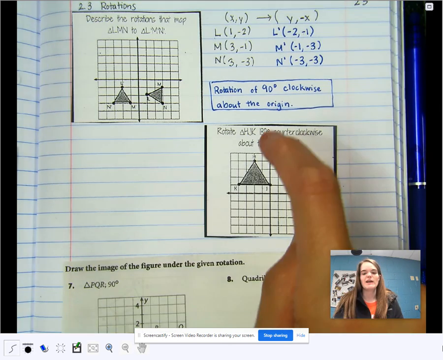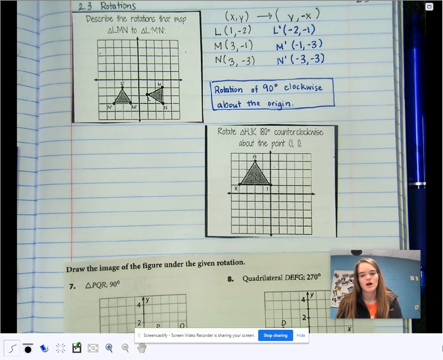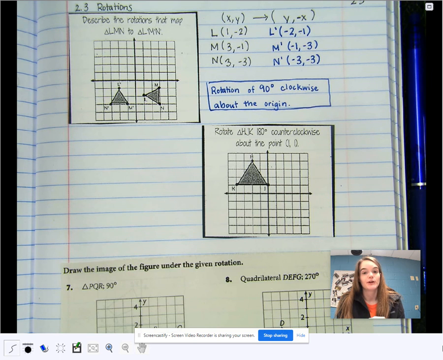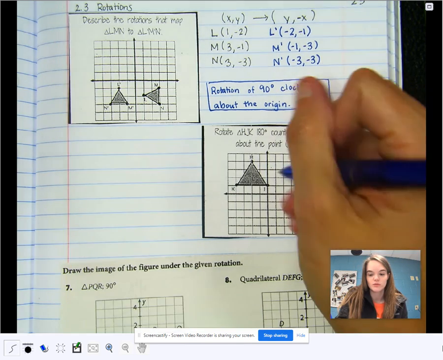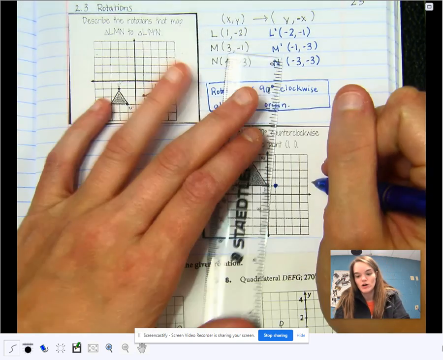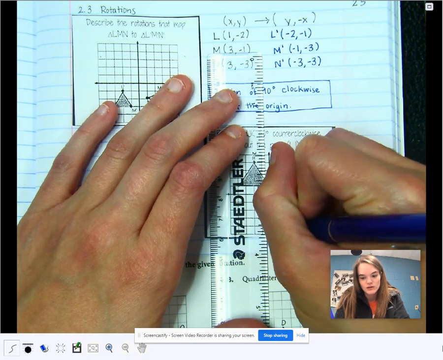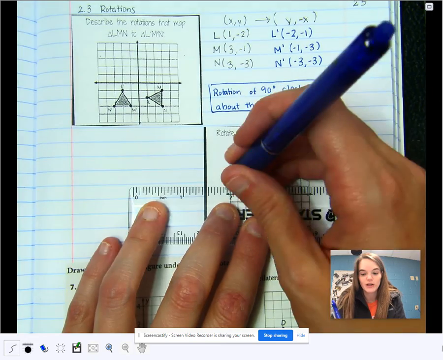Alright, the only one we had left here was rotate HJK 180 degrees counterclockwise about the point 1, 1. Now, here's the problem. We are no longer rotating around the origin, which means the rules don't work. So, in order to rotate around something that is not the origin, we are going to make the new point 1, 1 the origin. We're going to draw a coordinate right here, and this is now the origin. And we are going to ignore the origin now. We're going to pretend that coordinate plane doesn't exist.